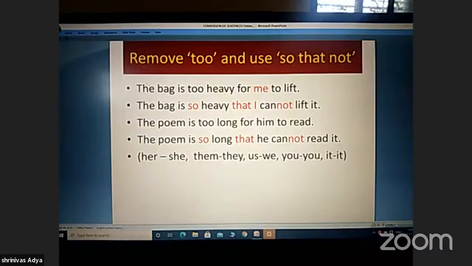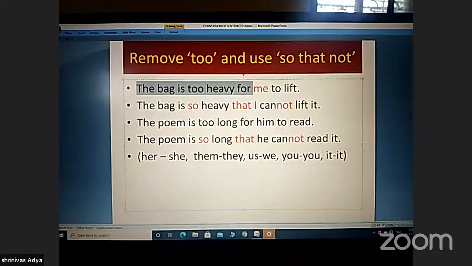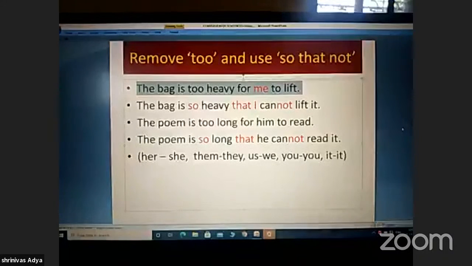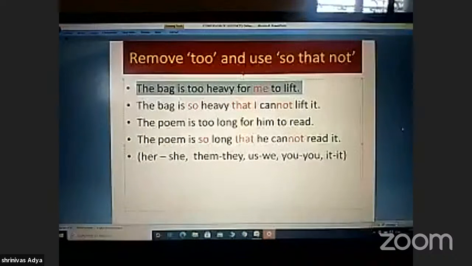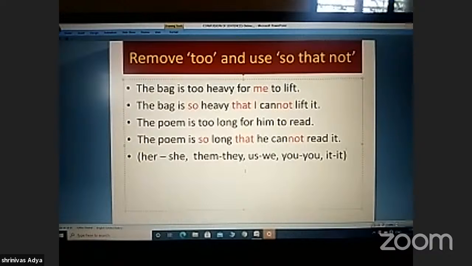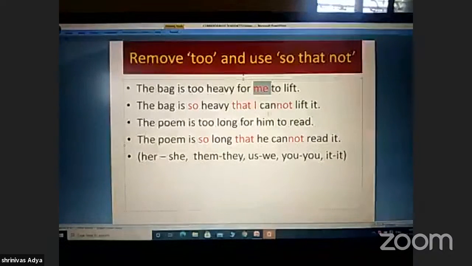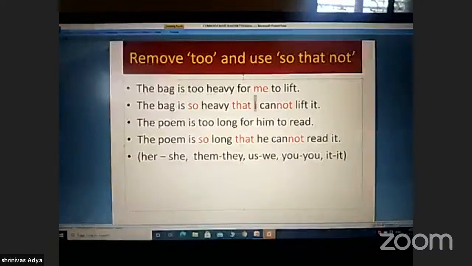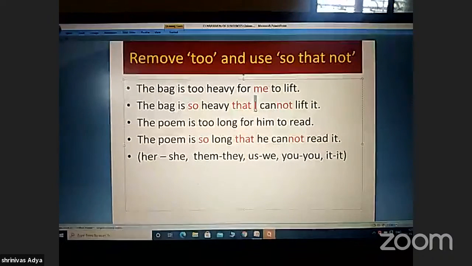Now you can see here, take down this sentence. The bag is too heavy for me to lift. One pronoun in its object form is used here, that is me. In the sentence where you have TOO2 and TO2, you have this pronoun me. So when you rewrite it using so that not, this me will get changed to I. This is what I want you to understand now.